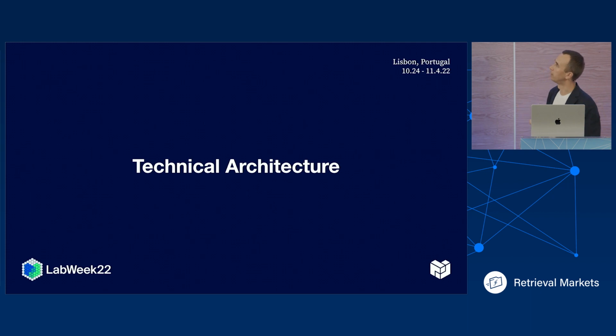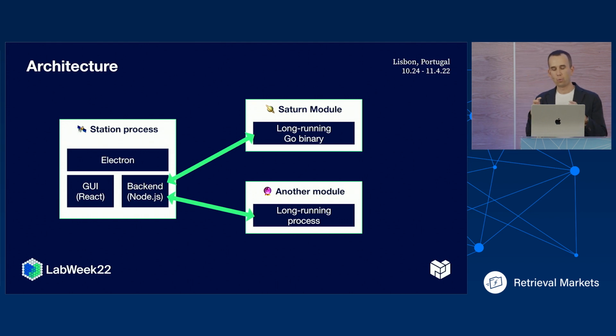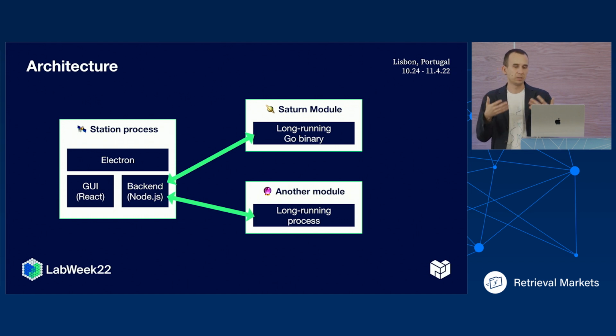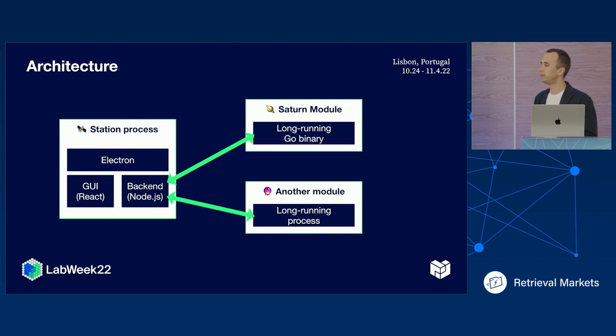Cool. So that was kind of slideware, and now how does it work under the hood for real? What is the technical architecture? We ended up with a decoupled, modularized solution where we have a Station process, which is an Electron application providing the Station interface and user experience. And then we are thinking about supporting multiple modules. Each module is a long-living process managed by Station.